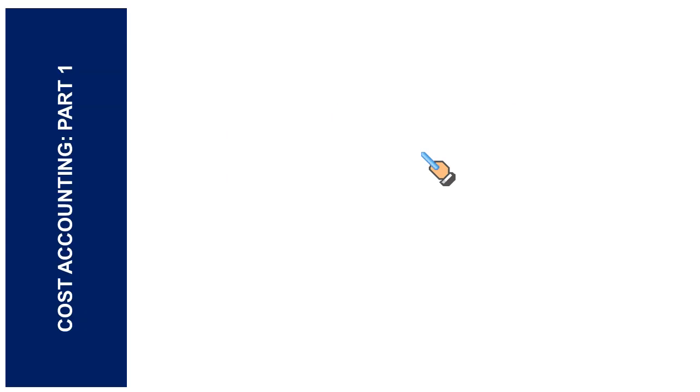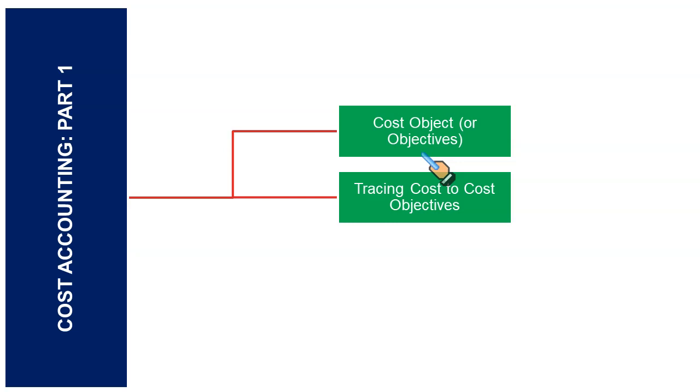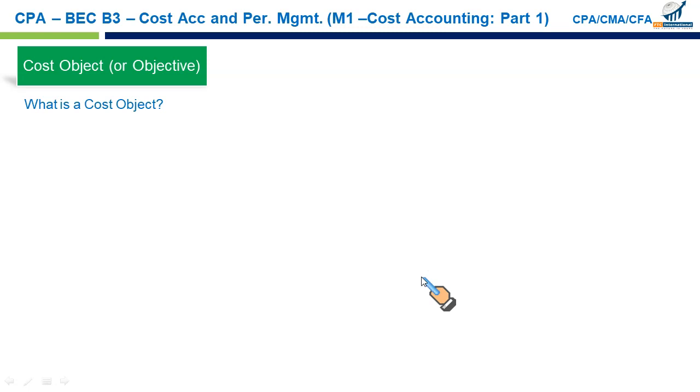What exactly are we going to cover in this module? We will be doing cost object or objectives, tracing cost to the cost objectives or the cost object, and finally the cost behavior, the behavior of the fixed cost and variable cost in the short run and in the long term. Let us discuss first cost object or cost objective. What is a cost object or cost objective?